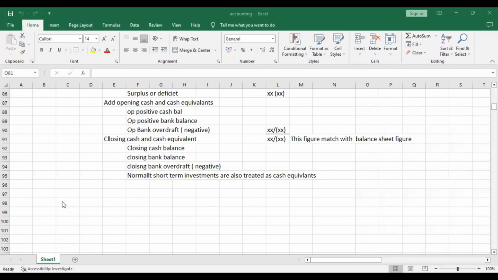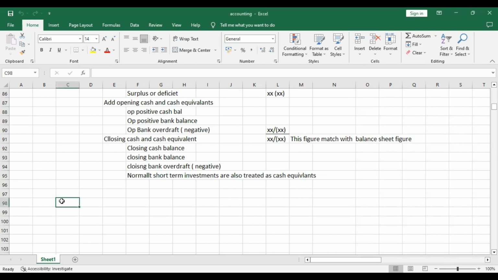Hi students. Let us continue with the cash flow statement preparation. We know the basic format. Now let us understand how to identify the missing information while preparing the cash flow statement. Let us take the Excel sheet's help. Now you're able to see the Excel sheet.